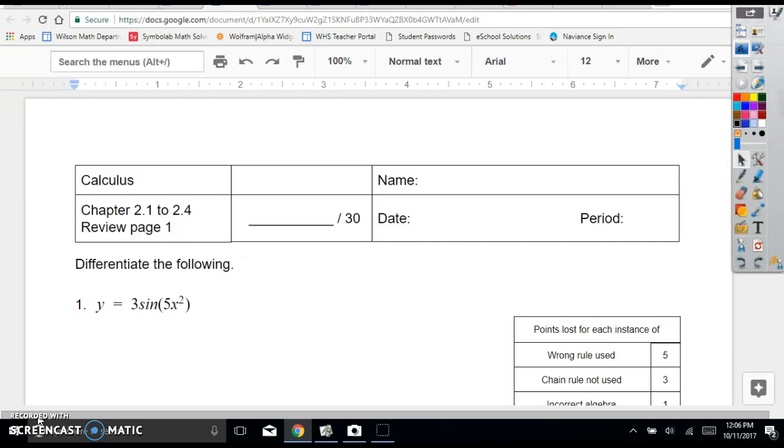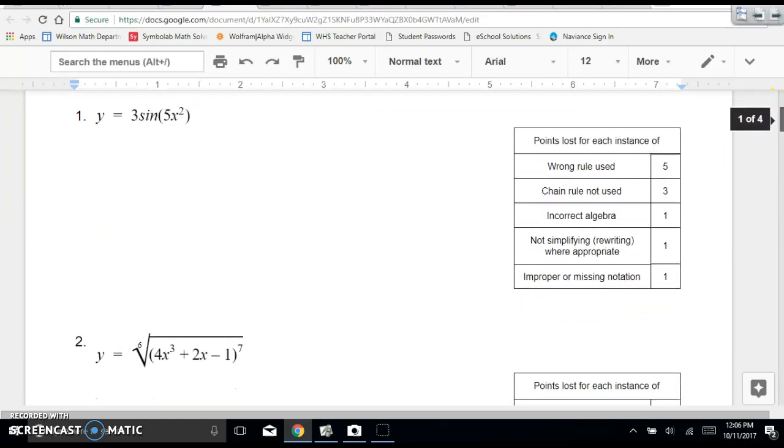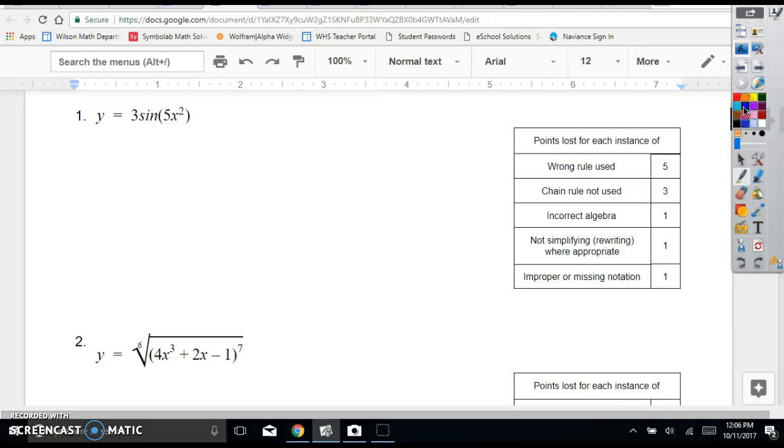This is the first half of Chapter 2, as you can see, 2.1 through 2.4, which is pretty much predominantly 2.1 through 2.3. You can see the scoring rubric on the right. Wrong rule used, chain rule not used, incorrect algebra, does not simplify correctly, improper or missing notation. Remember, notation is the easiest point, so please don't mess it up.